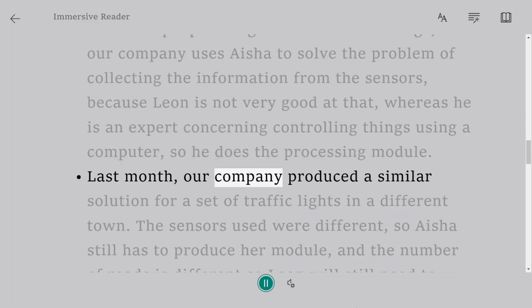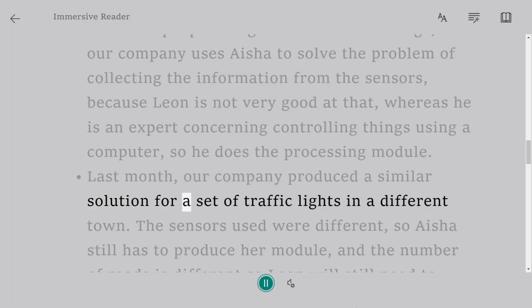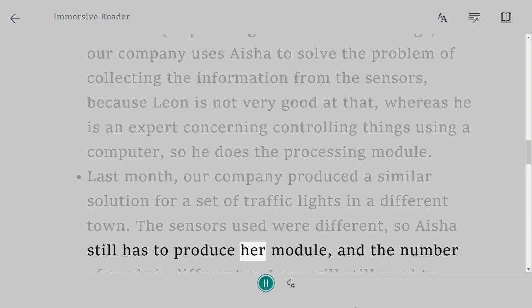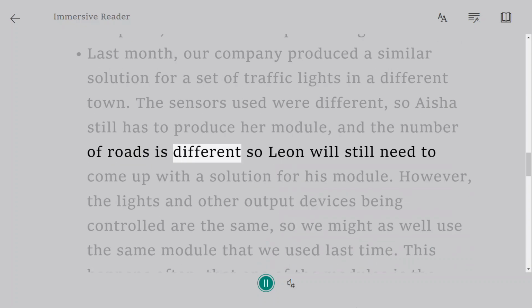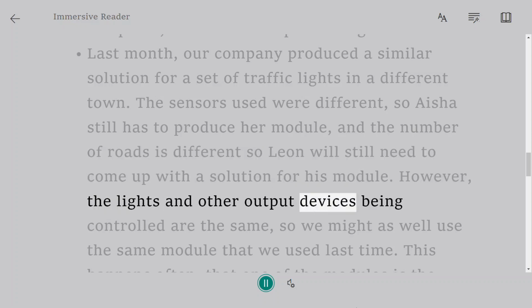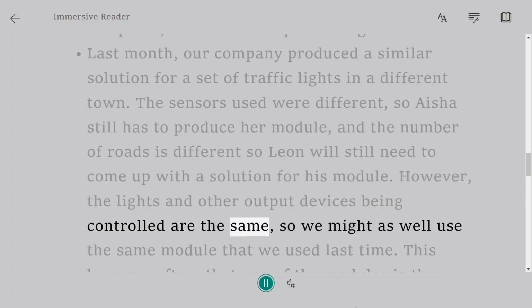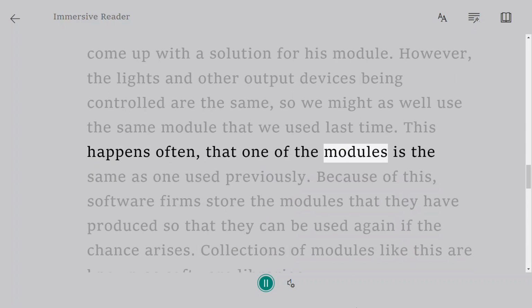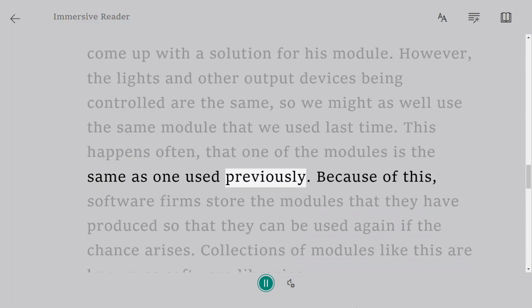Last month, our company produced a similar solution for a set of traffic lights in a different town. The sensors used were different, so Aisha still has to produce her module, and the number of roads is different, so Leon will still need to come up with a solution for his module. However, the lights and other output devices being controlled are the same, so we might as well use the same module that we used last time.